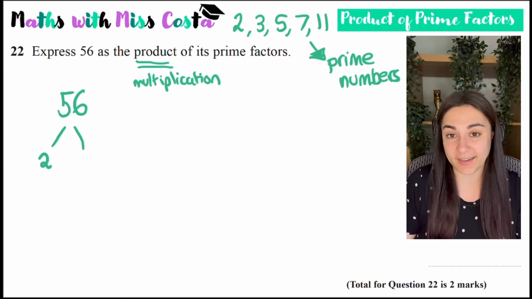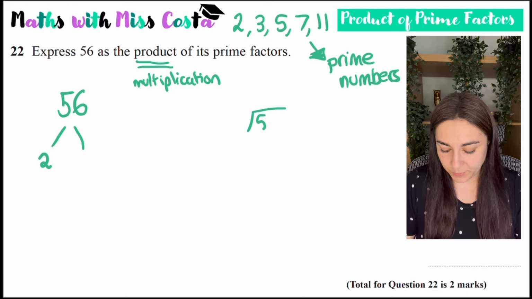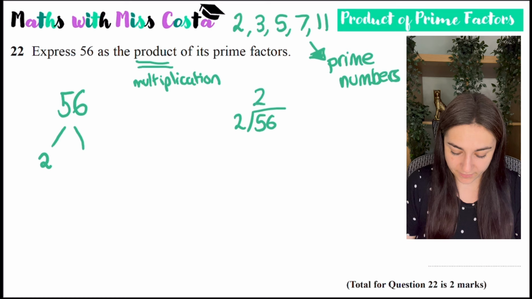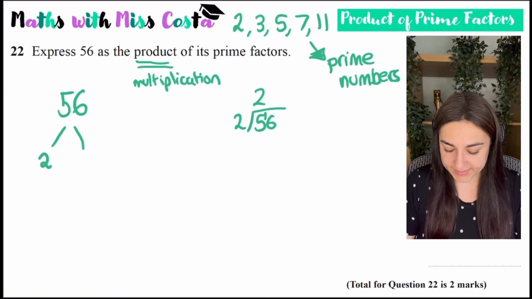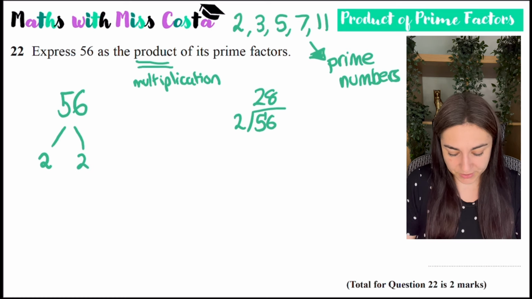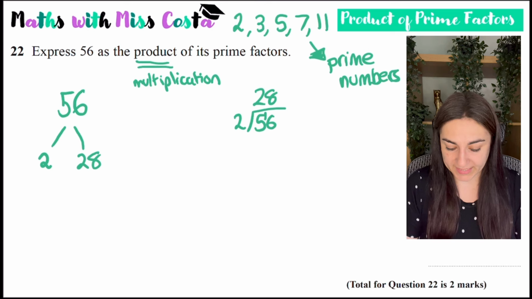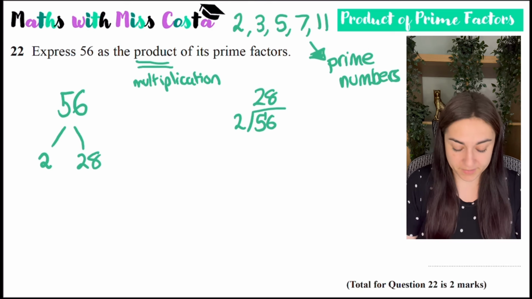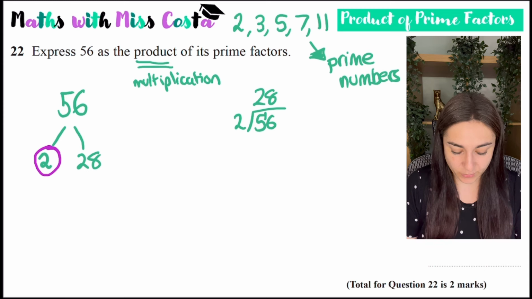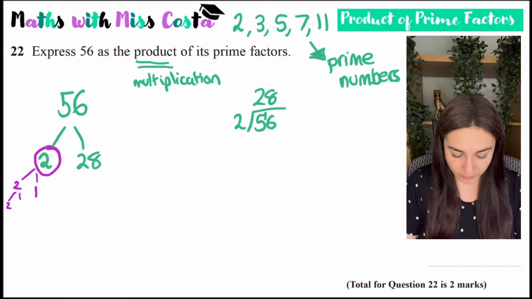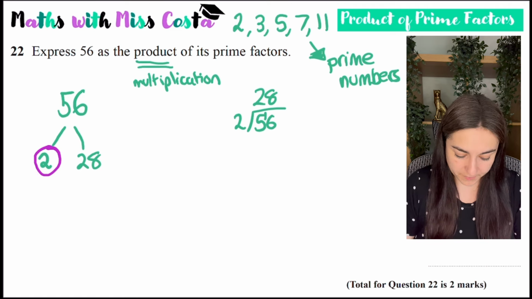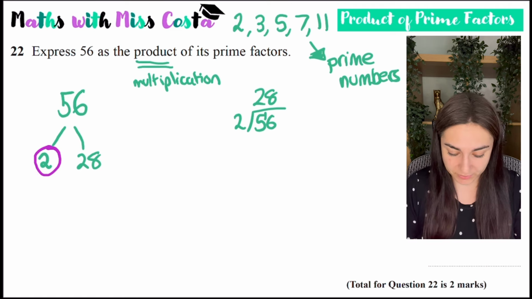So 56 is 2 times by something. If I didn't know what that was, I would use bus stop. 2's into 5 go twice, remainder 1. 2's into 16 go 8. So 2 times by 28 gives me 56. Now, whenever I've got to a prime number, I circle it and I've extinguished that tree branch, because if I keep going, the only thing I could do is say that's 2 times 1, and it would go on forever. So when I get to a prime number, I circle it and extinguish that tree branch.